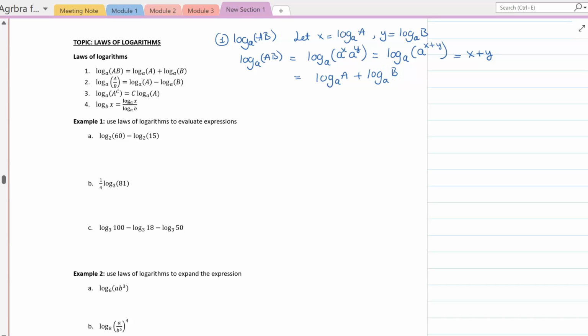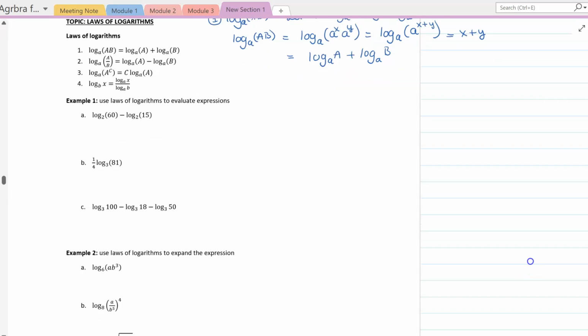In a similar argument, you can prove laws 2, 3, and 4, and let me know if you have any questions. It's not mandatory that you know how to prove all this. However, you do need to memorize it for further sections.